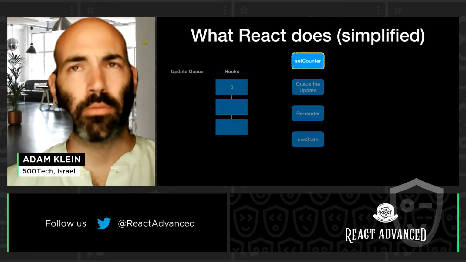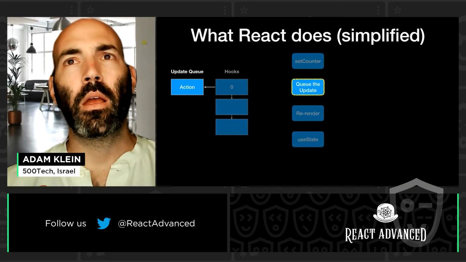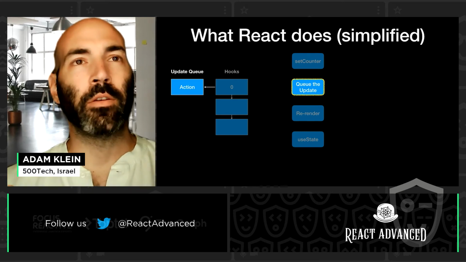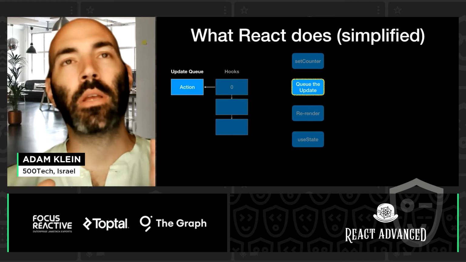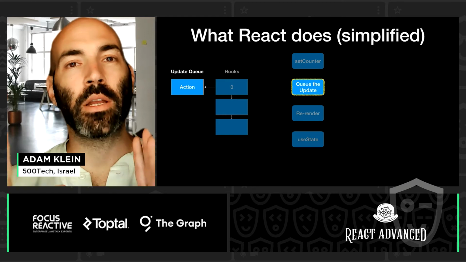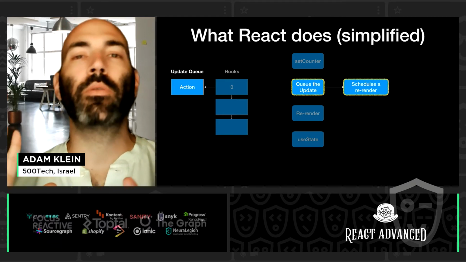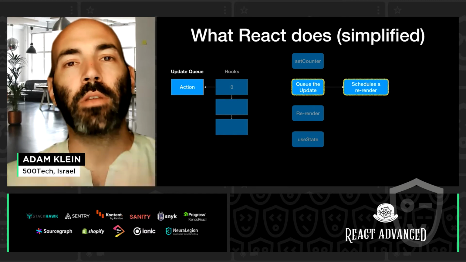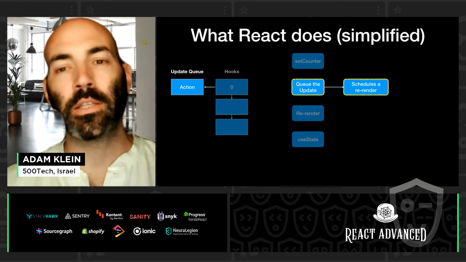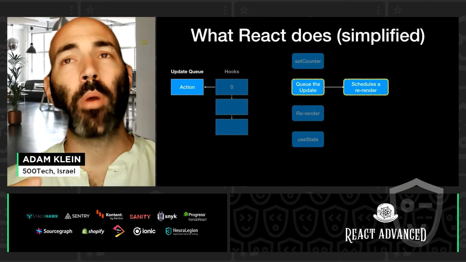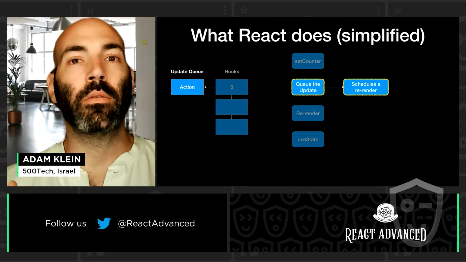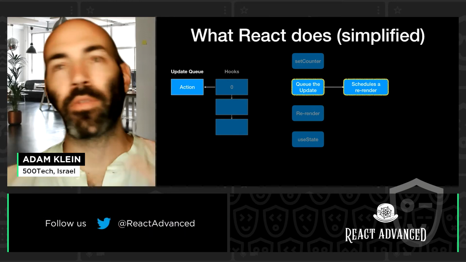So we call setCounter. We pass in the updater function. All React does is put this update function in a queue. And then it schedules a re-render, which means it turns on some kind of flag that says this component needs to be re-rendered after we finish all of the updates.